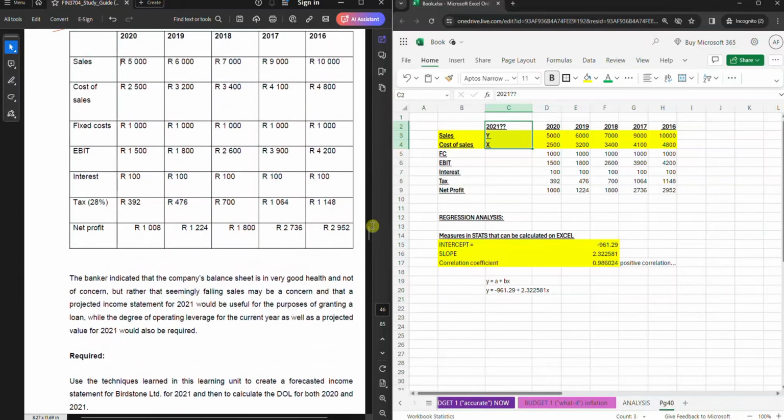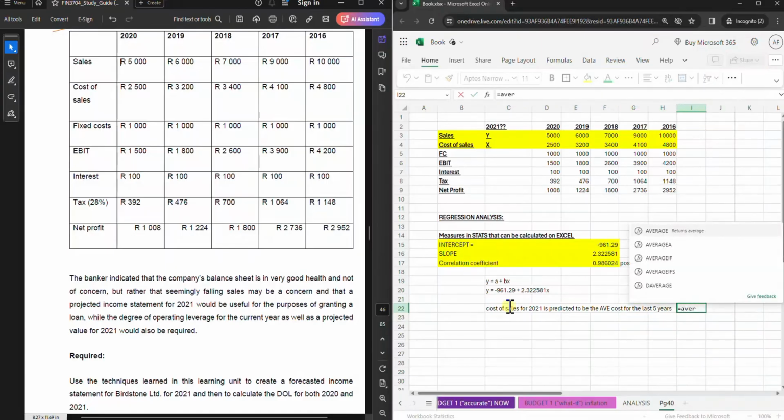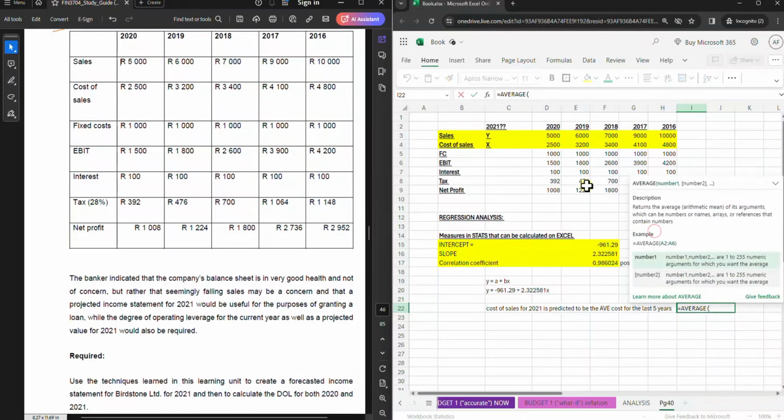What we could do is we could look at the current cost that you have here as a percentage or an average. Okay, so costs in 2021 are predicted to be the average cost for the last 5 years. Okay, so I'm taking an average because I wasn't given anything in the question. Do you see why I'm using an average?